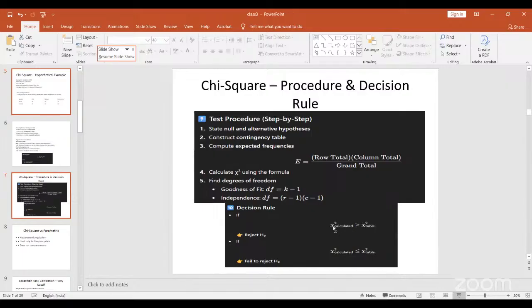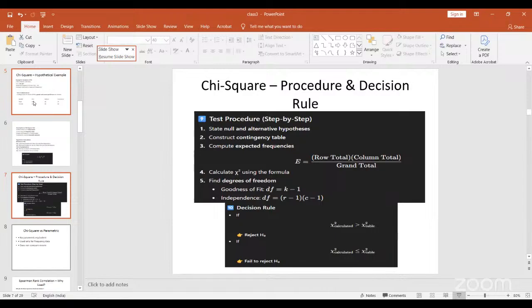The decision rule is: if the calculated chi-square is greater than the tabulated value, then we will reject the null hypothesis. If the calculated chi-square is less than or equal to the tabulated value, then we will fail to reject the null hypothesis.